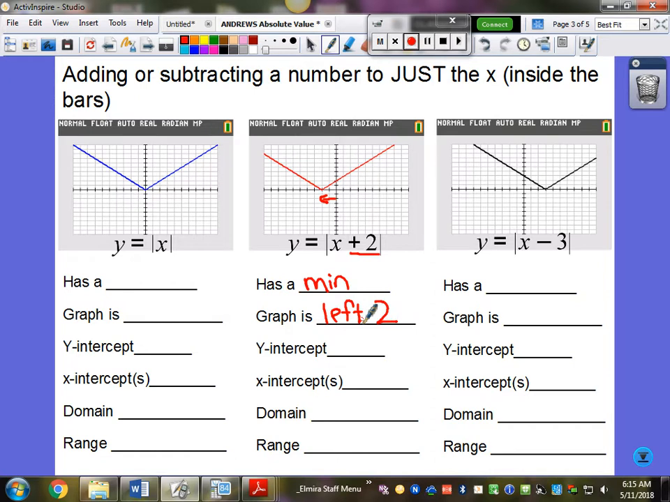The y-intercept is now up here at (0, 2). The x-intercept is at (-2, 0). It's also the vertex. The domain is still all real x. The range is y greater than or equal to 0. Look where your vertex is. It's opening up. The lowest y value is 0, so it's y greater than or equal to 0.